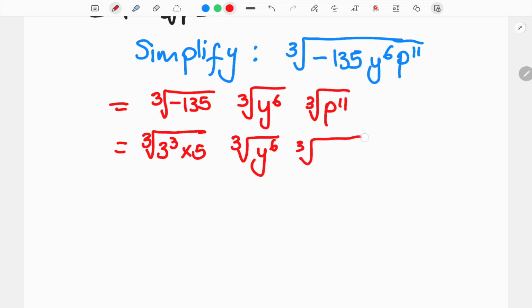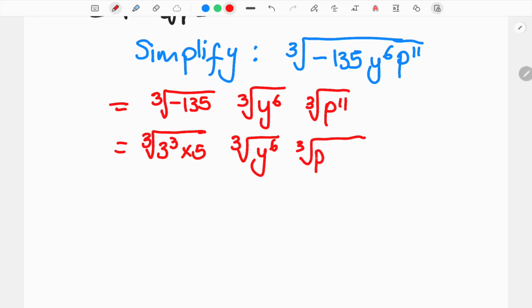But we're worried about this p to the power 11. Why? Because 11 is not divisible by 3. So we need to break it down into something that can be divisible by 3. How do we do that? On your calculator, punch 11 divided by 3. It's not divisible. Reduce it to 10, and it's not divisible. Reduce it to 9, and 9 divided by 3 is divisible.